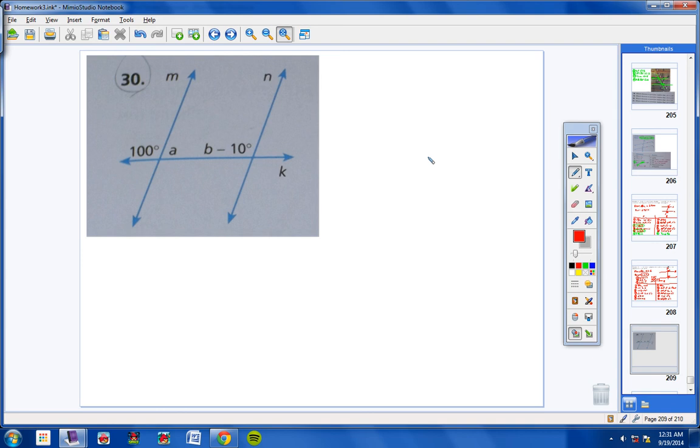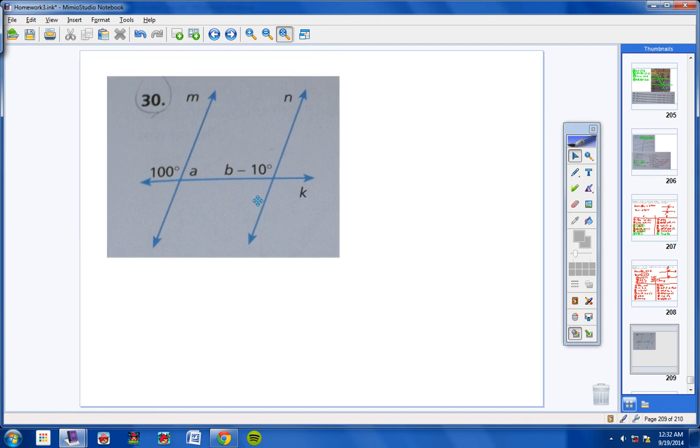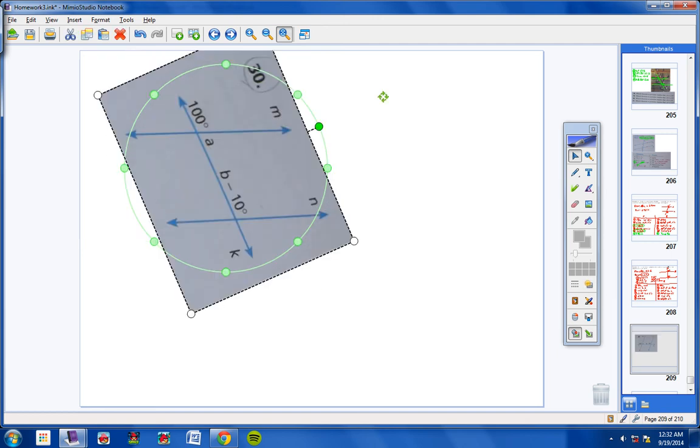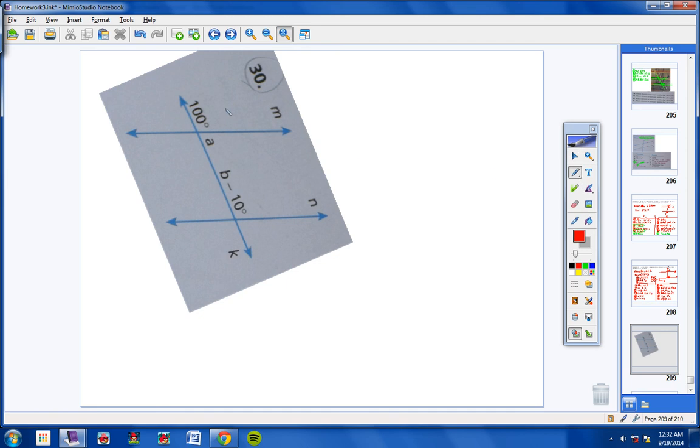The directions say to solve for A and B. And so here we go. Let's take a look here. If you were to turn this around so that your parallel lines are running left to right like this, I think you'll be able to see that this angle here and this angle here are corresponding.